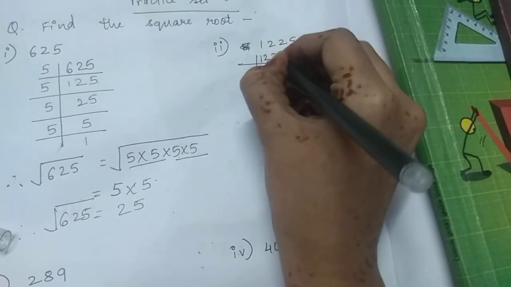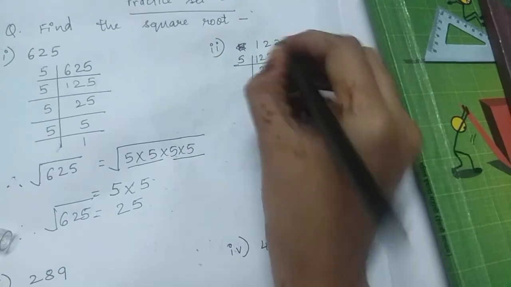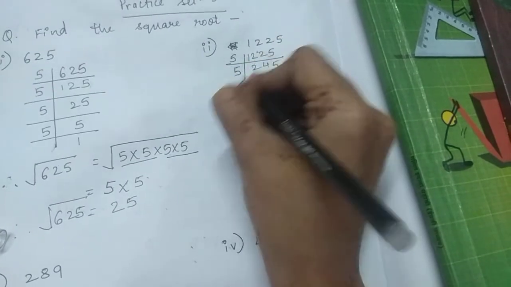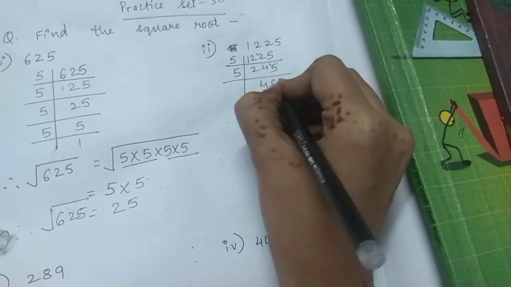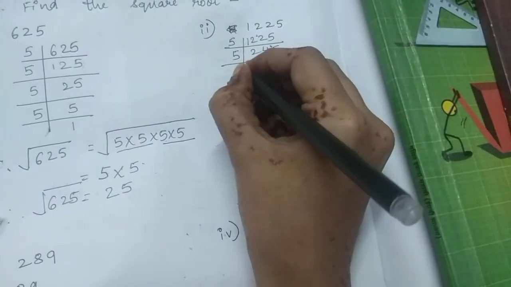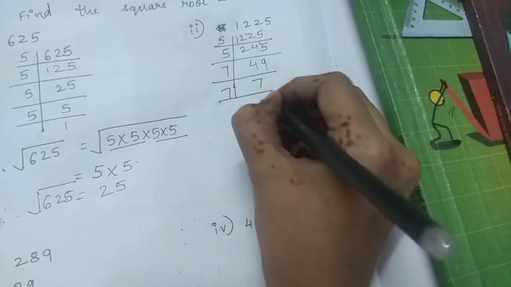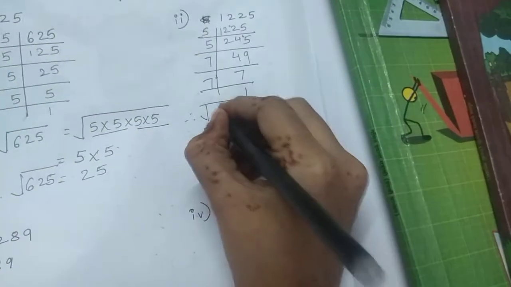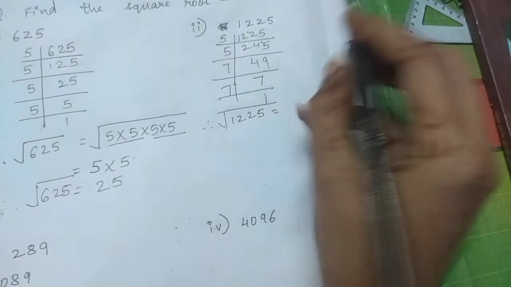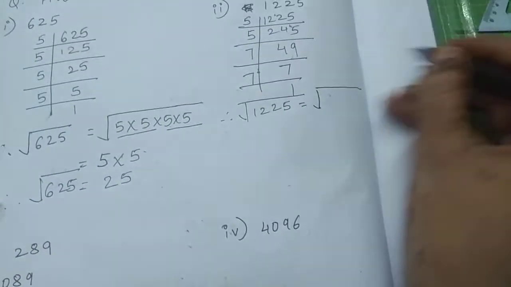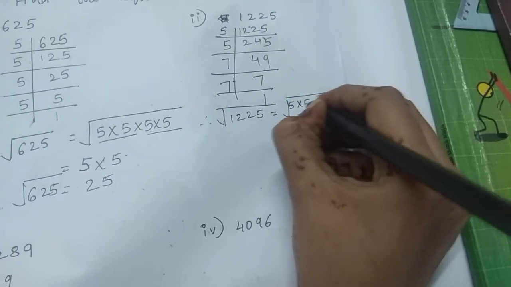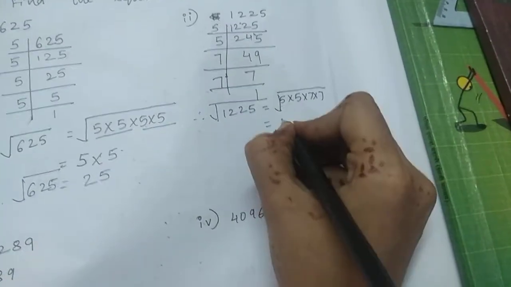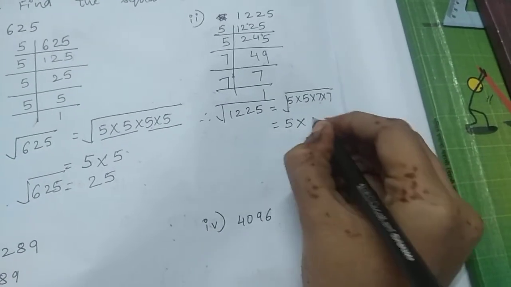1225. So again 5 2s are 10, 5 4s are 20, 5 5s are 25. And again 5 4s are 20, 5 9s are 45. 7 7s are 49, 7 1s are 7. So therefore 1225, now these factors also we will write in the square root: 5 into 5 into 7 into 7. Now out of one pair of 5, one 5 will come out. From the next pair one 7 will come out.